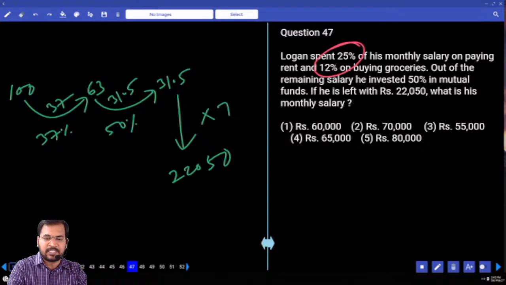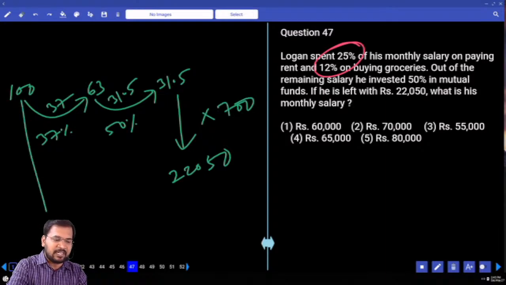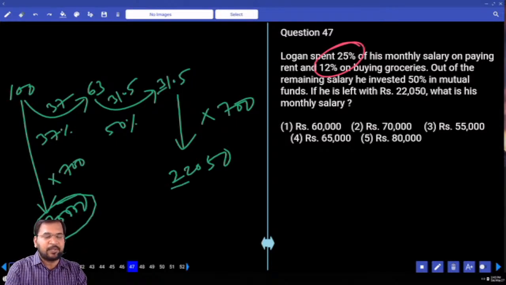3 is there, 22 is there. Exactly how many times does it go? 700 times. 700 times of 100 is 70,000. Your answer is 70,000. Here 3 is there, 22 is there. In the 3 table, 22 goes 7 times. Exactly 700 times. Are you clear?